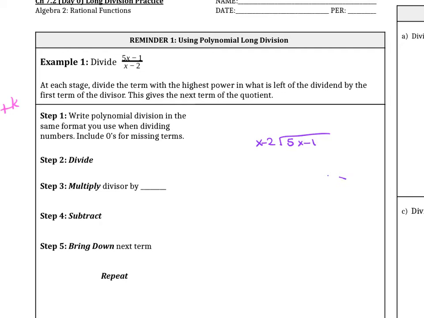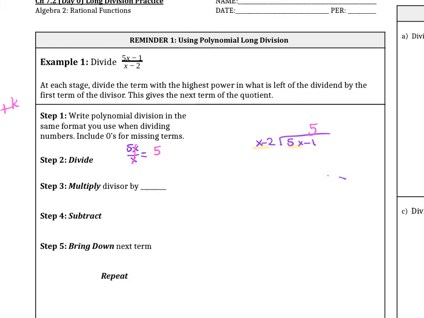Then first we divide, and we divide the very first term. And so the number inside, that's the one that goes on top. So 5x over the x here. So the dividend is what's inside, the divisor is what's outside. Okay, so 5x over x. So then the x's cancel. We notice we're left with a 5. So 5 is going to go on top here.